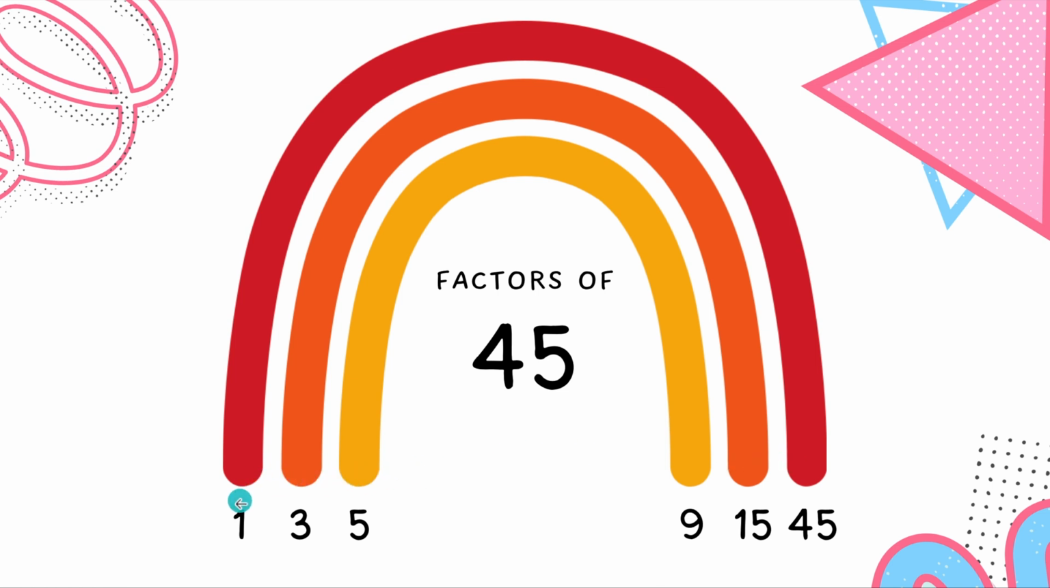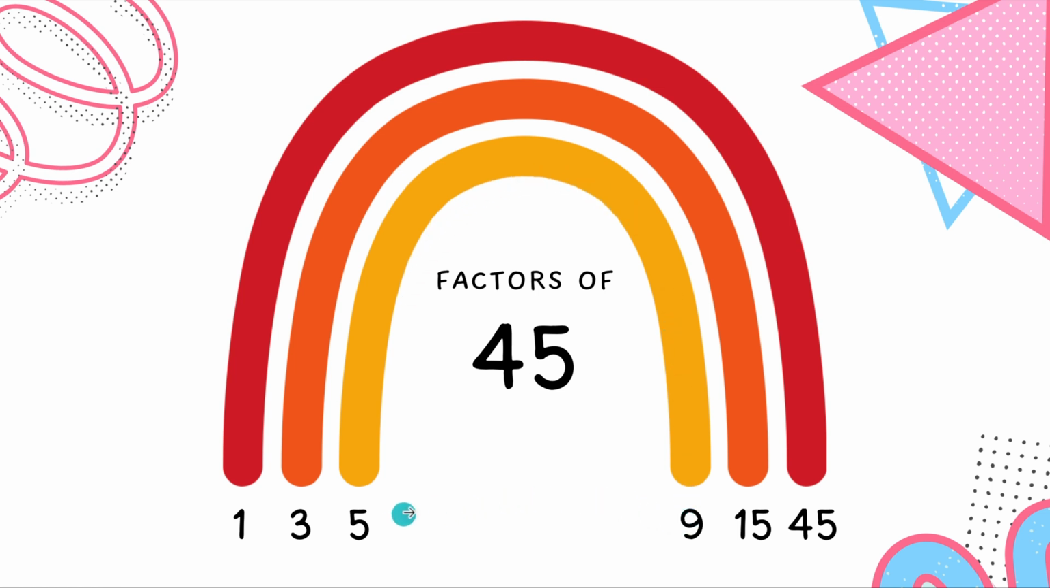I usually like to start over on this side, and I think to myself, can 2 be multiplied by anything to get me to 45? And the answer is no. So that's why I moved on to the number 3. The number 3 can be multiplied by 15 to get 45. Then I continued on and I realized that 4 cannot be multiplied by anything to get 45 either. So I ended up with 5. And 5 I would multiply by 9.